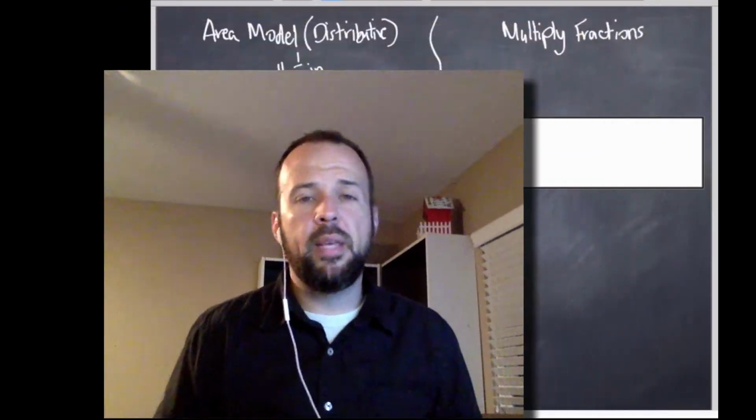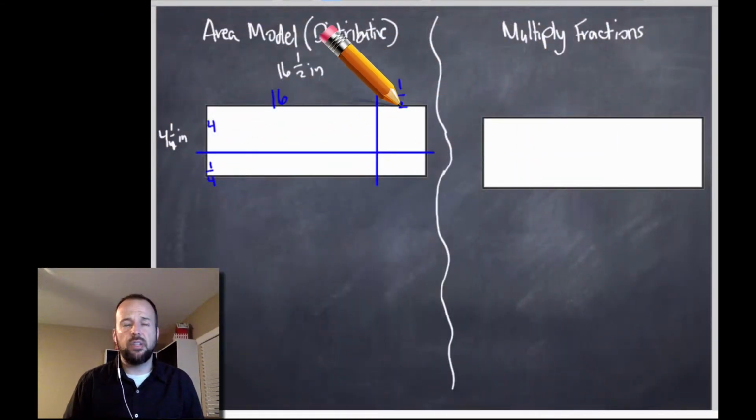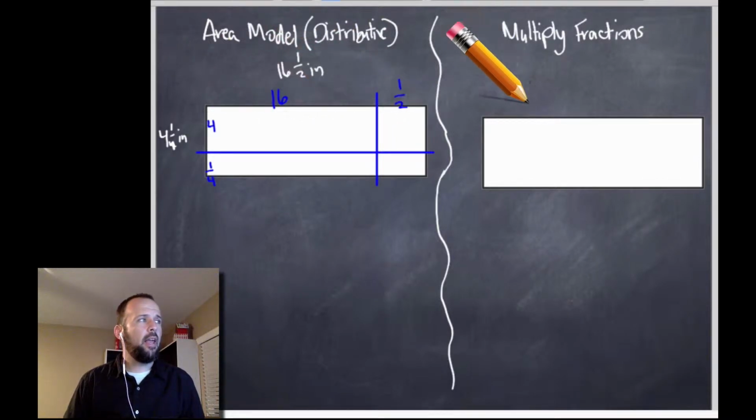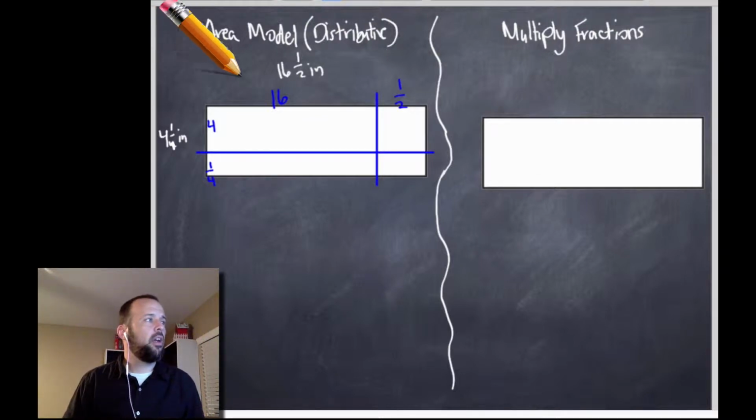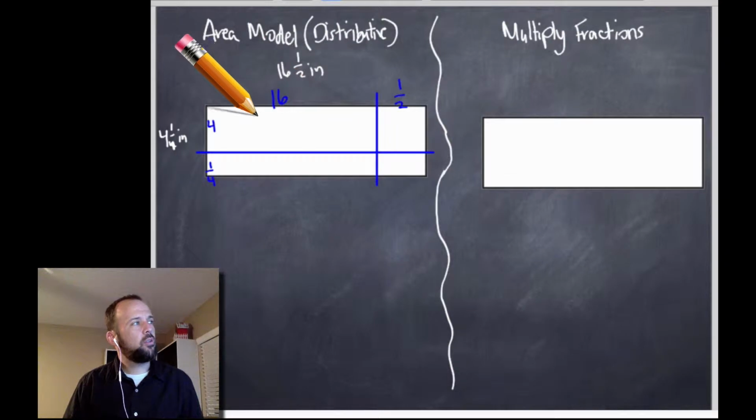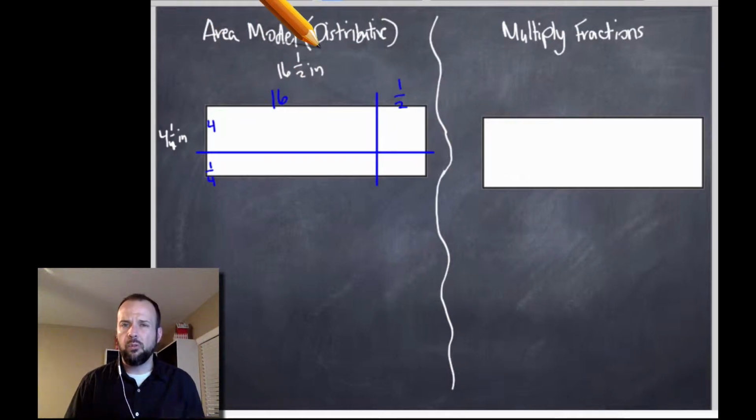Okay, so let me go ahead. I'm going to do the area model first, and then we'll come over here and do the multiplying the fractions. Alright, so we have two different rectangles here, two different strategies that we're going to try out. We're going to do the area model first, the distributive property, right? And then we're going to come over here and work on just multiplying those fractions, turning them into improper fractions, and then just multiplying across, right? So let's start over here with the area model, because that's the one we're more familiar with.